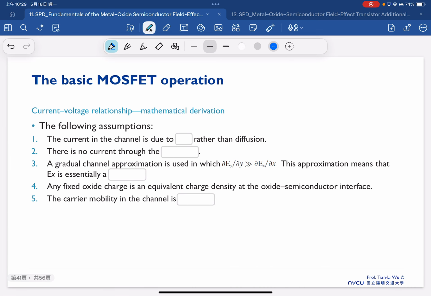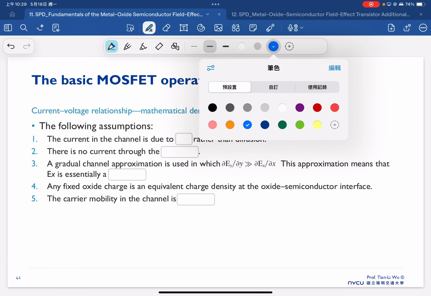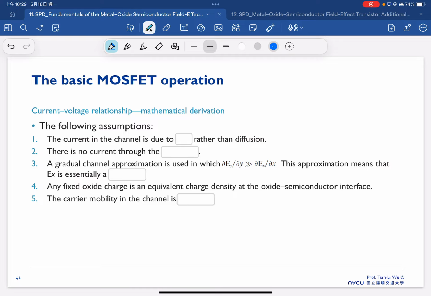So when we try to derive this equation, we have several assumptions. The first one is that the current in the channel is mainly due to drift rather than diffusion, and there's no current through the gate oxide.